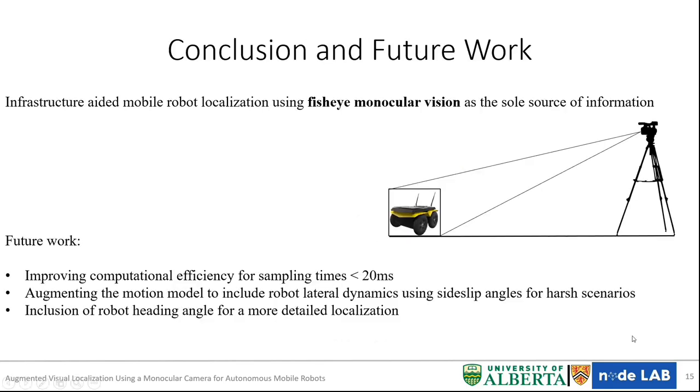To sum up, we have presented an infrastructure-aided mobile robot localization algorithm using only a single fisheye monocular camera as the source of information. The future research avenues that are ahead of us are first improving the computational efficiency for achieving sampling times that are less than 20 milliseconds. Also augmenting the motion model of the robot with lateral dynamics using side slip angles for scenarios where the robot is moving on a harsh surface outdoors, and also estimating the heading angle of the robot for more detailed localization.